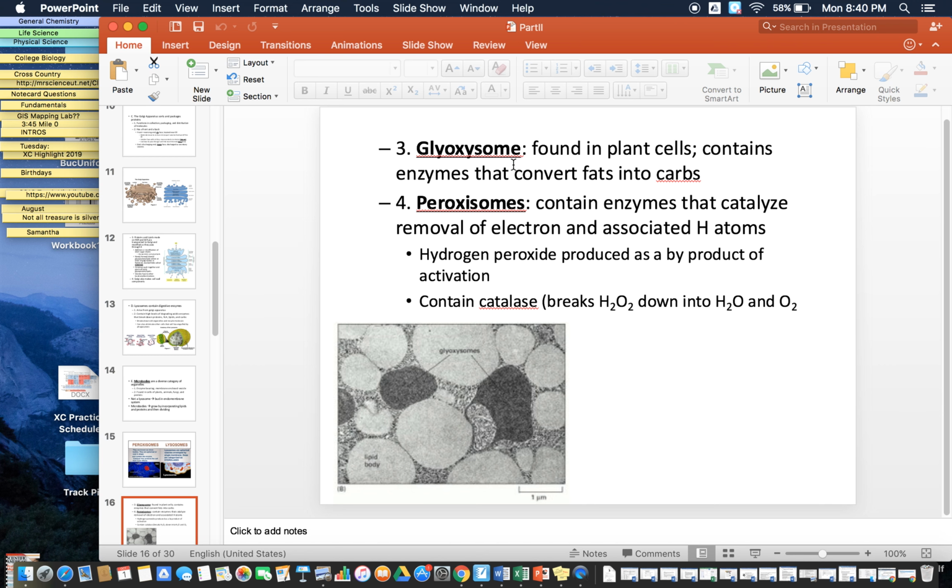Glyoxysome. We find these guys in plant cells, and they contain enzymes that convert fats into carbs, which is pretty important. And then peroxisomes contain enzymes that catalyze the removal of an electron and a proton. So hydrogen peroxide is produced as a byproduct of some type of activation. And so it contains catalase, breaking down H2O2 into water and oxygen, something that is less harmful.